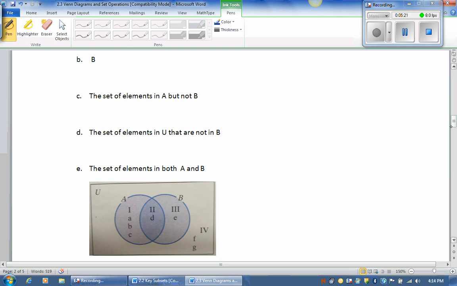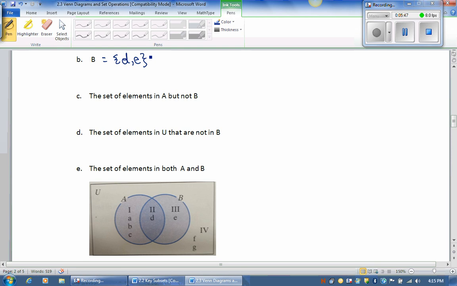All right, so the next one, I just want the elements in B. Okay, so the set of elements in A, the set of elements in B. So here's B, right? Here's the circle B. So I have to include everything within that circle. Even if it's shared, I have to include it. Okay, so I've got D and E.